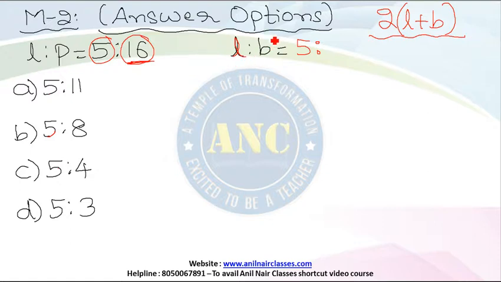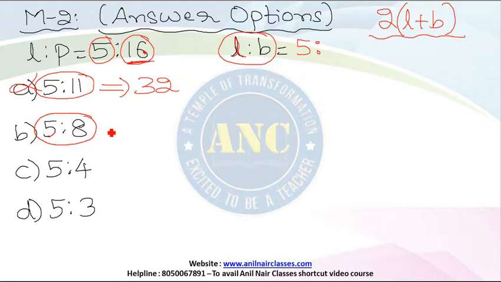That means answer options are given in such a way that these both are nothing but length and breadth. Now if I add these two, 5 plus 11 is 16. Double of 16 is 32. It cannot be 16. Perimeter here is 32. But perimeter in the given question is 16. It cannot be the right answer. Ruled out. 5 plus 8 is 13. Double of 13 is 26. Not equal to 16 perimeter.